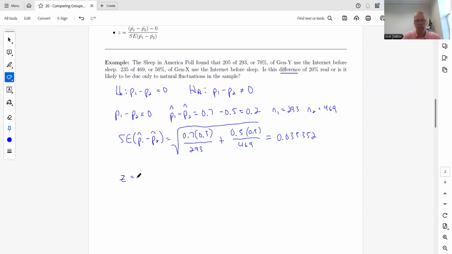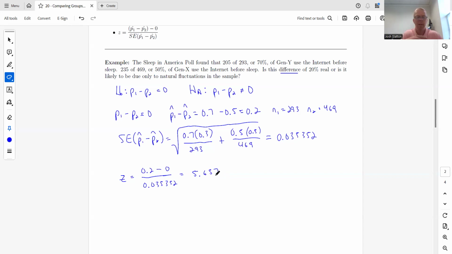So the z would be the difference in our sample proportions minus 0 if you like, although obviously that's not necessary to put in there. And then over our standard deviation. And we get that is 5.657. Now that is an enormous z-score, relatively speaking.